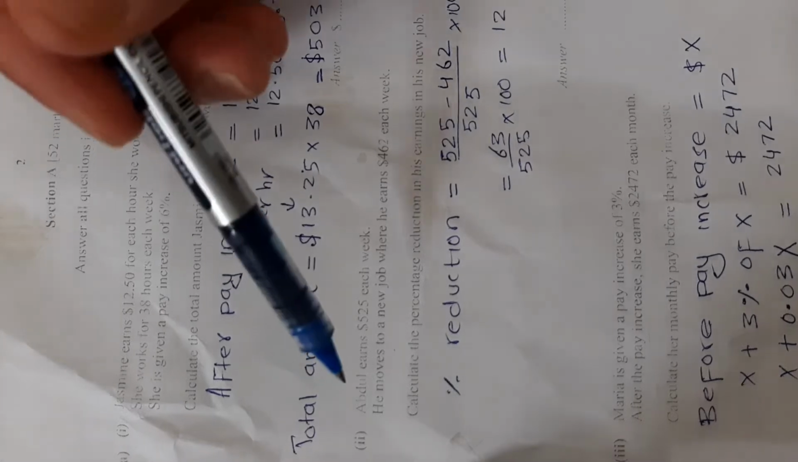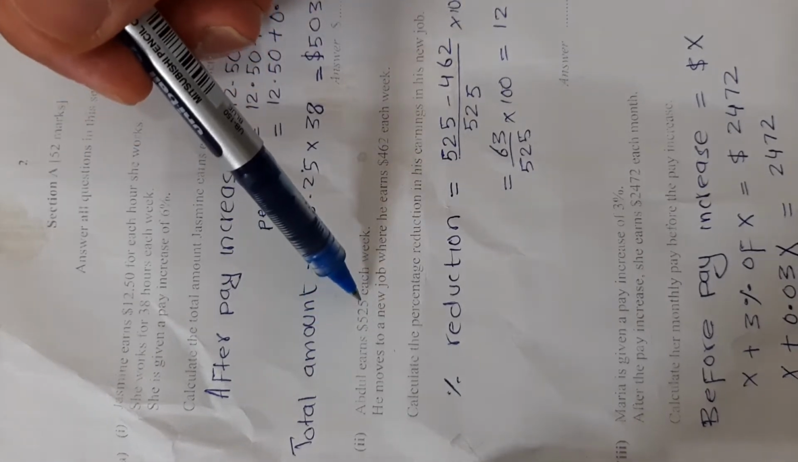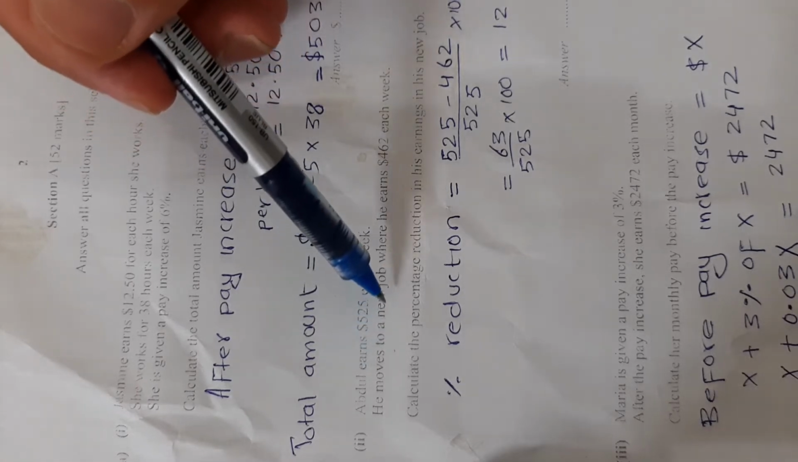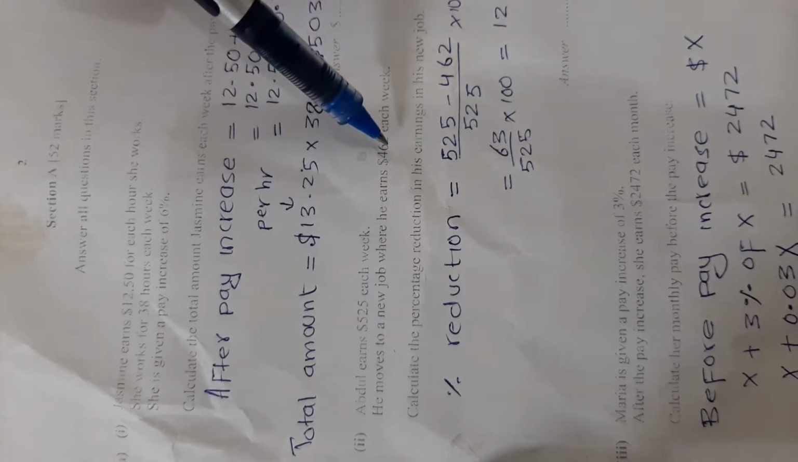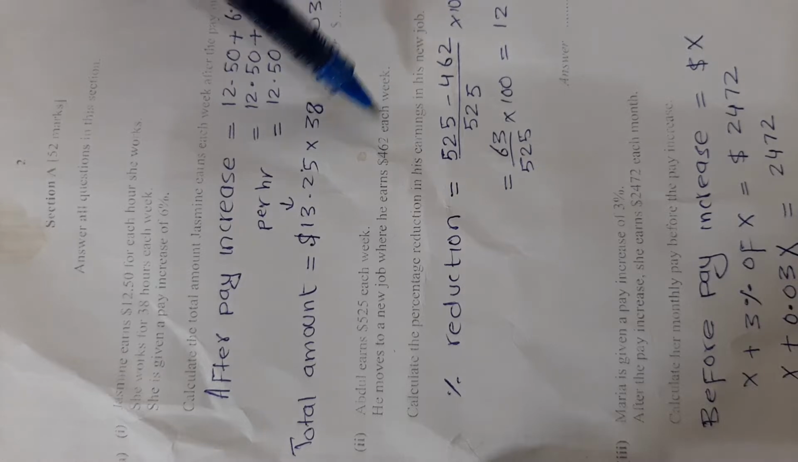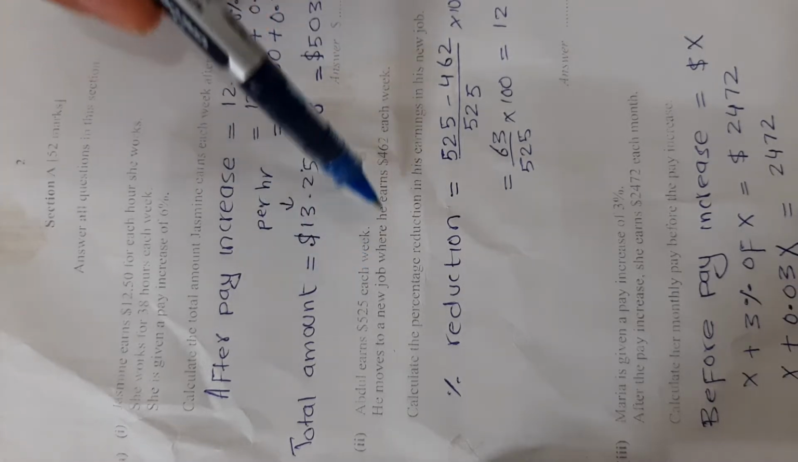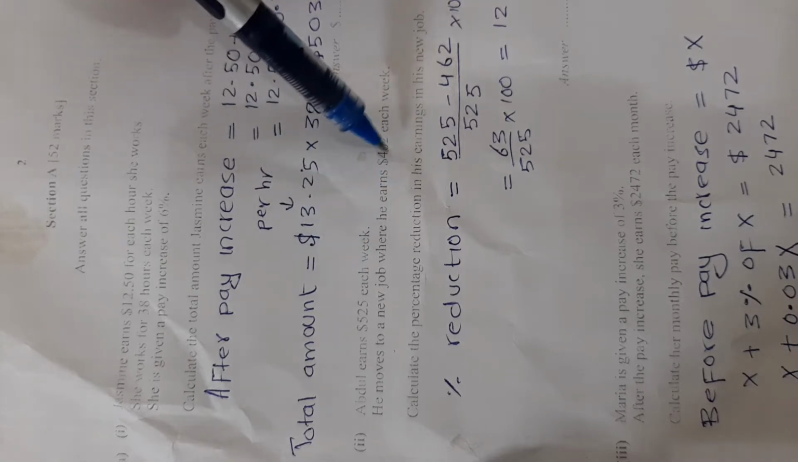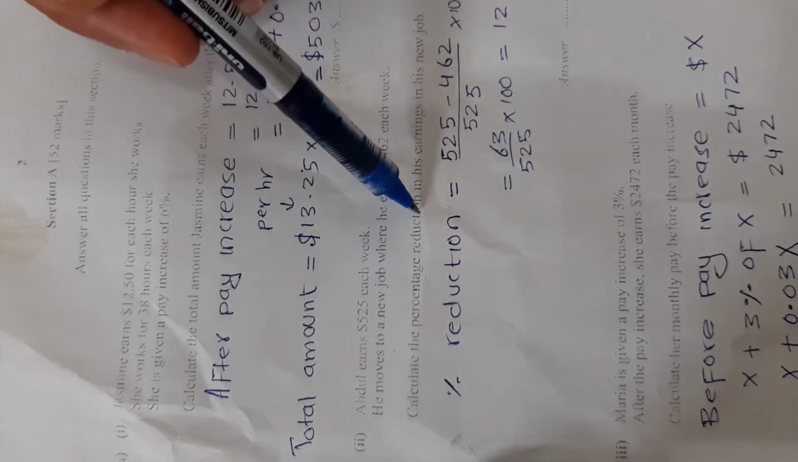Part number 2 is, Abdul earns $525 each week. He moves to a new job where he earns $462 each week. Previously it was $525, now he is earning $462. As you can see, there is a reduction. So you have to calculate the percentage reduction.